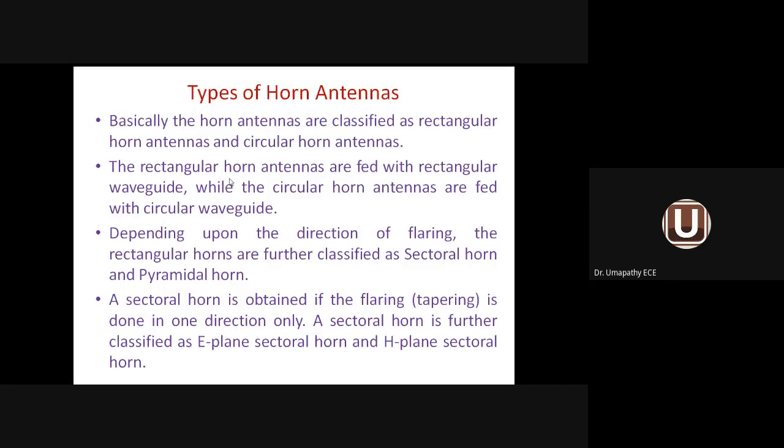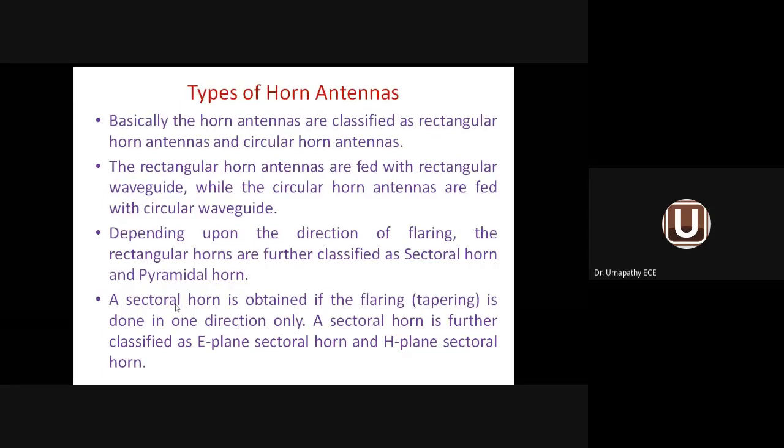One more classification with the rectangular horn antenna. Depending upon the direction of the flaring, the rectangular horn can be classified into sectoral horn and pyramidal horn. So I can further classify rectangular horn antennas into two types. One is the sectoral horn, another one is the pyramidal horn. What do you mean by sectoral horn? If flaring or tapering is done in only one direction, it is said to be a sectoral horn. If I do flaring in both directions or in all directions, it is said to be a pyramidal horn.